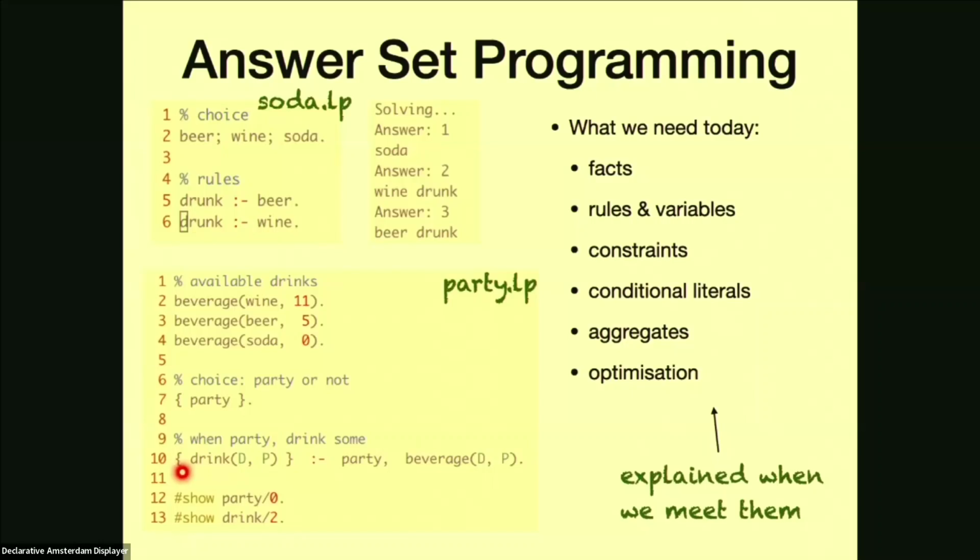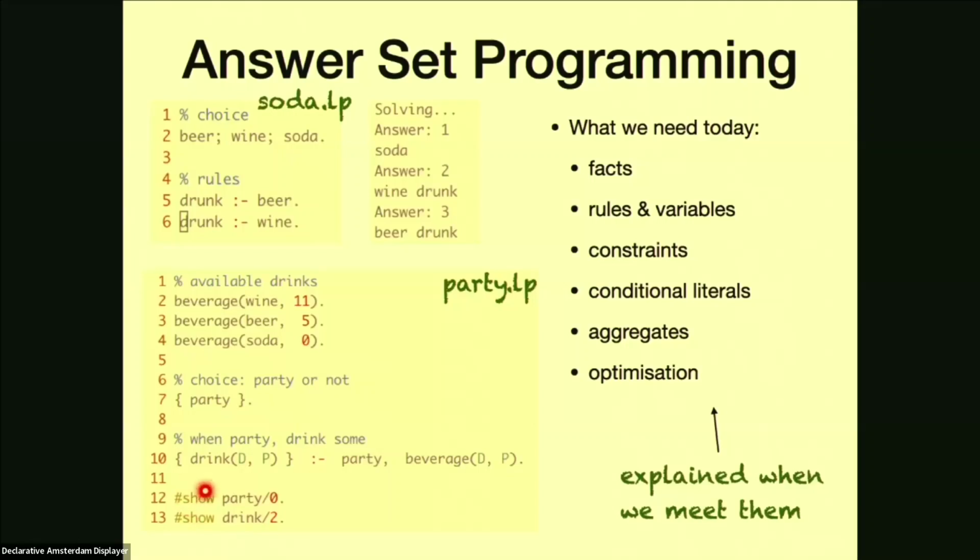And then again, it can make a choice to drink something, but only if you have a party. So if you have a party and there are some beverages, then you can choose one to drink. And that gives, I don't have the output here, so if you want to see it, then you have to look at your own laptop, or later after lunch you can show it.